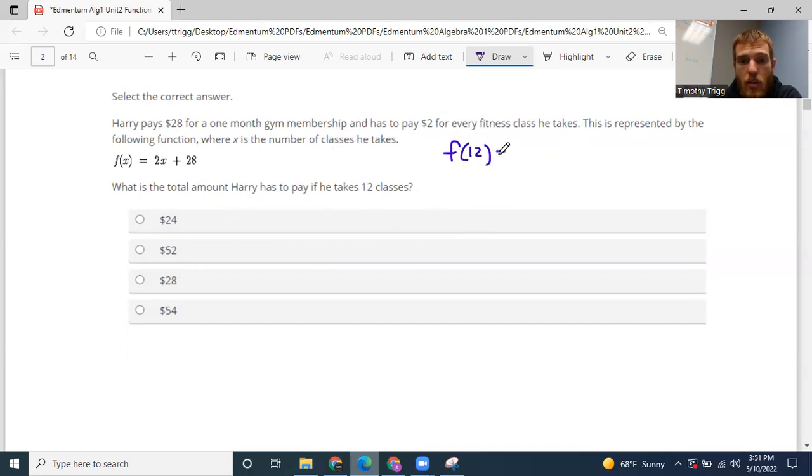Again, x is the number of classes he takes, right? So if we're saying he takes 12 classes, that's an x value of 12. In other words, an input of 12. So replace the x with 12. And let's go ahead and solve what the output would be. So this is 24 plus 28, 52.